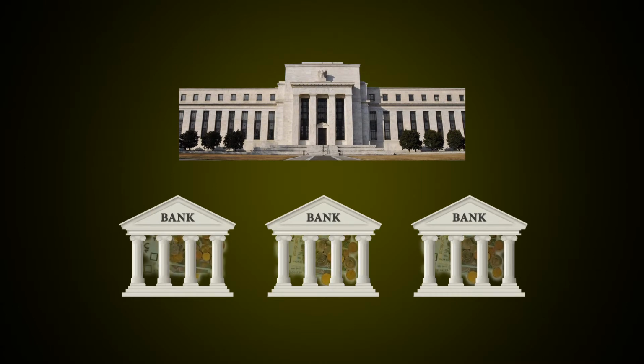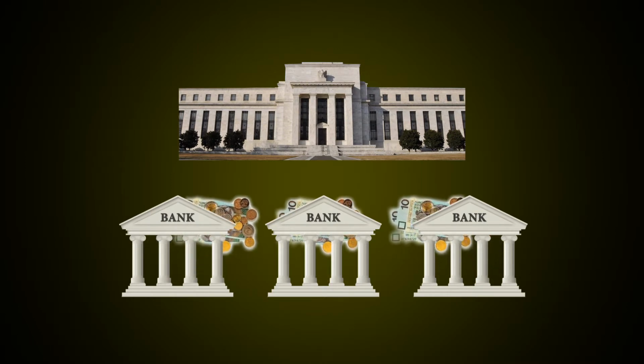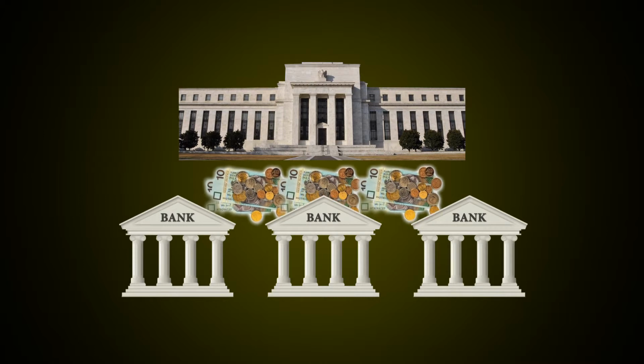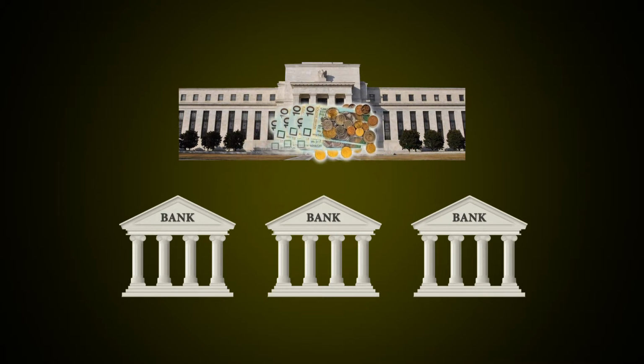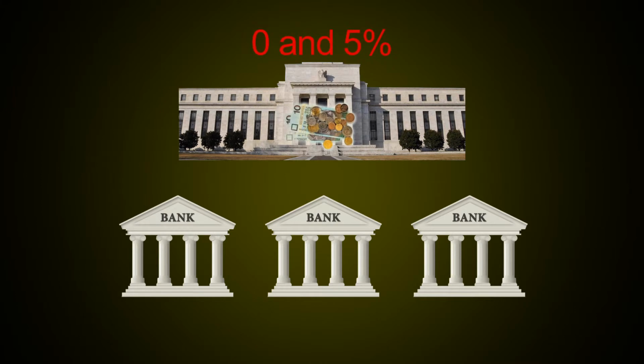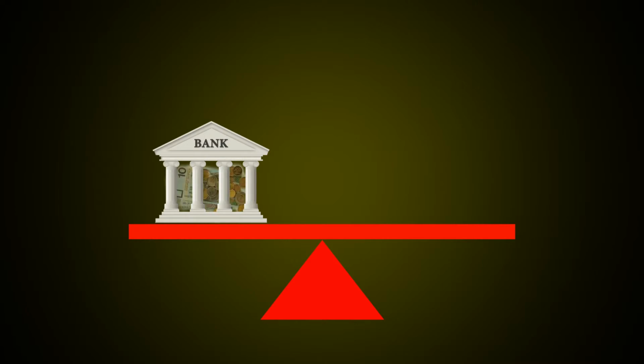Banks are required to keep at the central bank a reserve of currency, but this reserve is well below the amount of customer deposits. The ratio requirement varies between countries. It is usually between 0 and 5%. You will therefore understand that the whole system is based on an optical illusion because banks are far from possessing in central bank currency the amount of their commitments to their customers.